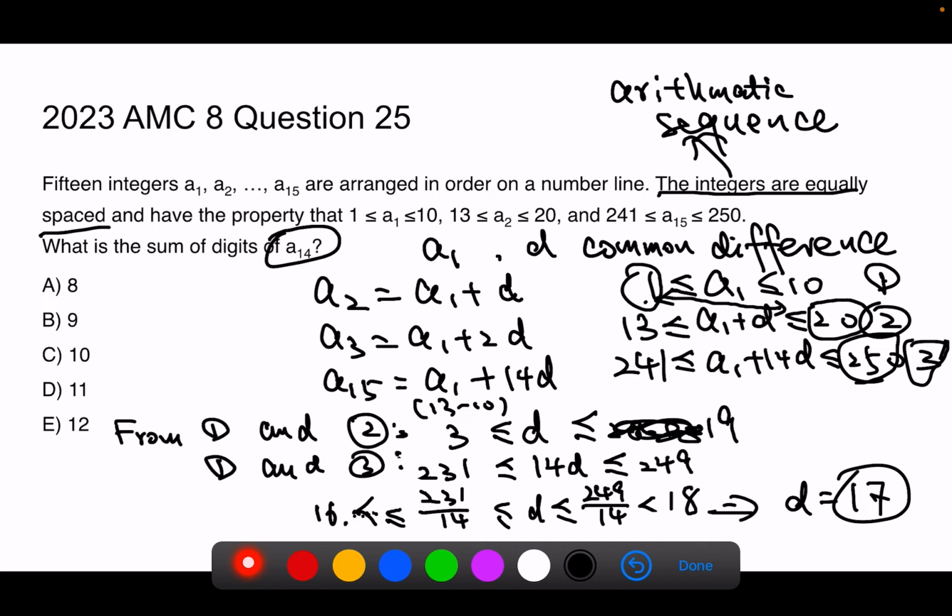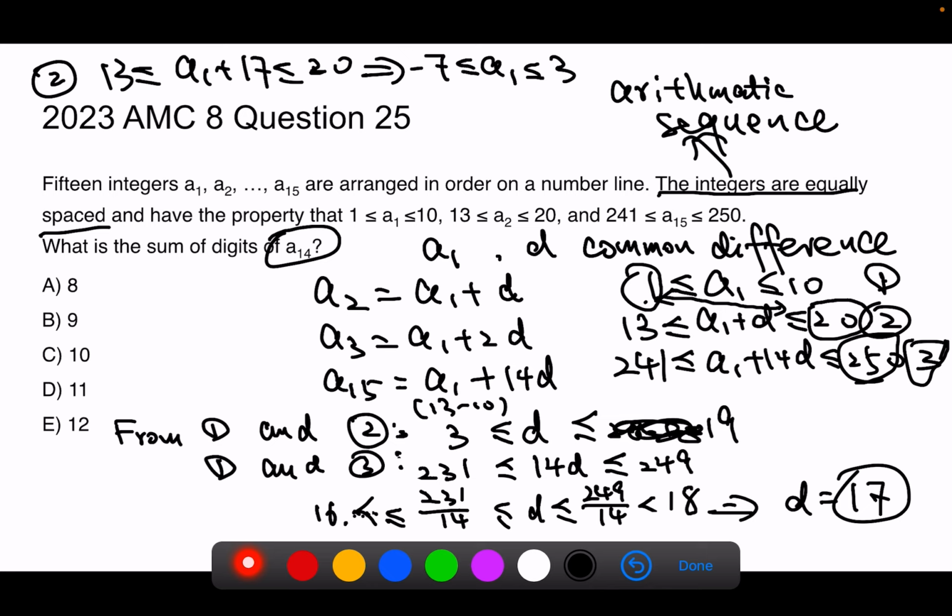Well, now if D is 17, we haven't really used too much of the equations yet. So let's see. I know A1 plus 17 is between 20 and 13, just by using equation 2 now. And this is telling me A1 is less than or equal to 3, greater than or equal to minus 7. But in the meantime, I know A1 is greater than or equal to 1, less than or equal to 10.